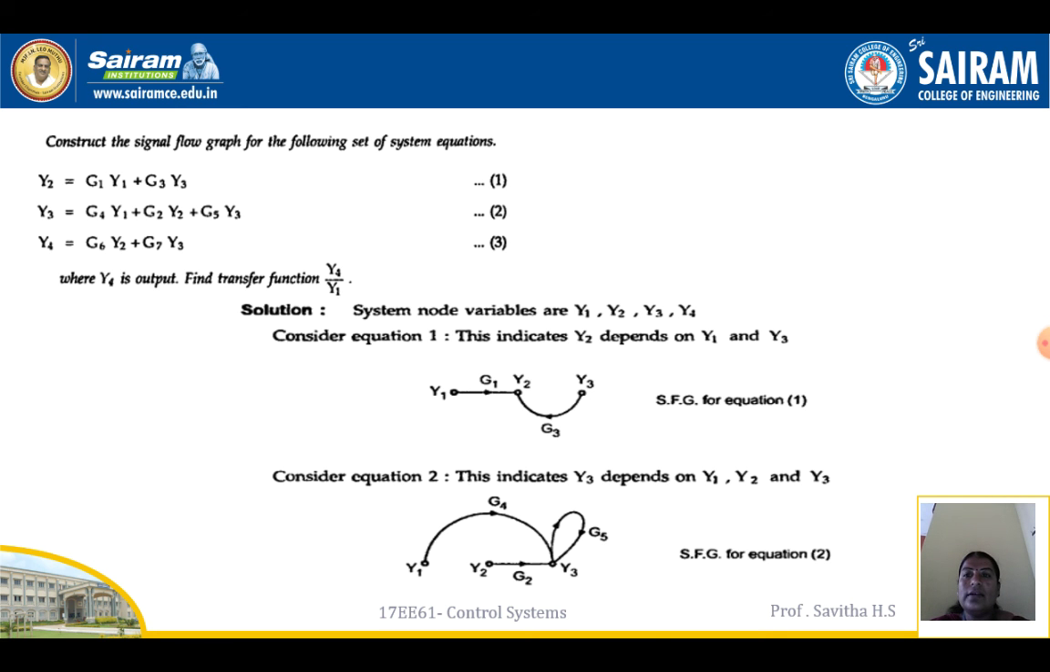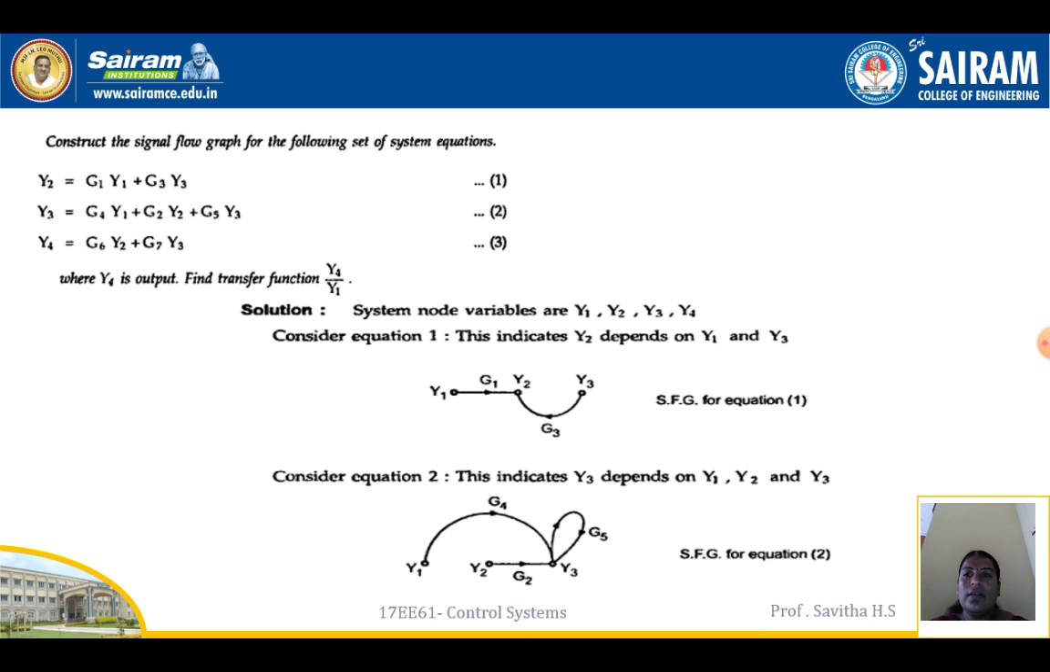So now construct the signal flow graph for the following equations. The equations given in the problem: y2 is equal to g1 y1 plus g3 y3, and y3 is equal to g4 y1 plus g2 y2 plus g5 y3, and y4 is equal to g6 y2 plus g7 y3, where y4 is the output. Find the transfer function y4 by y1.